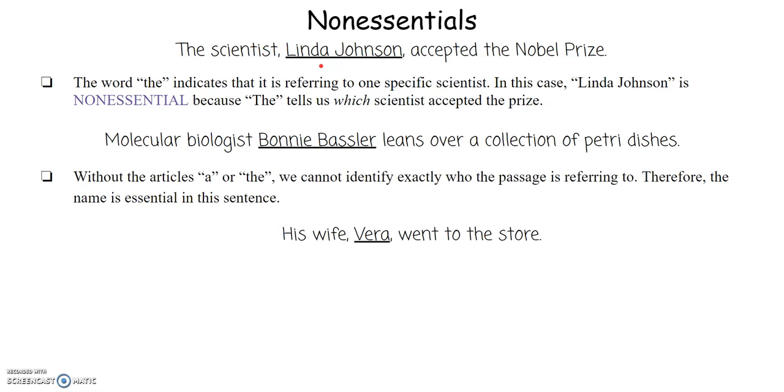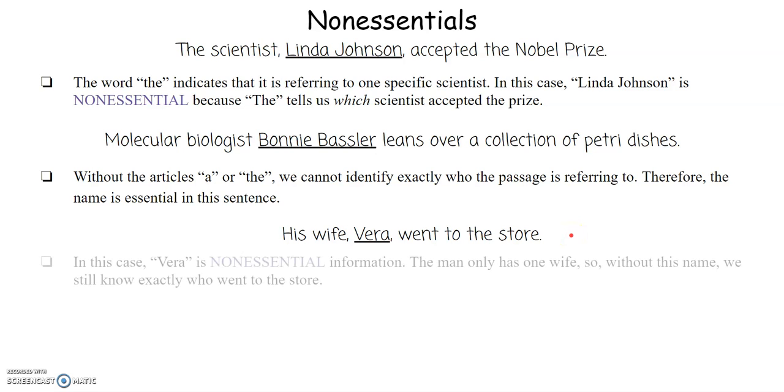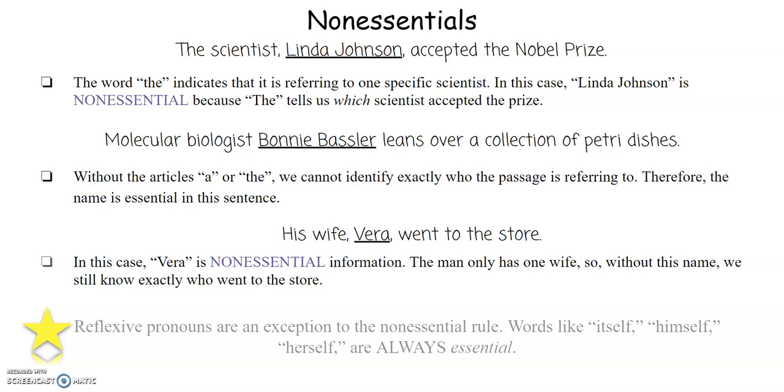Also, let's look at this sentence. His wife, Vera, went to the store. Well, we can just say his wife went to the store. That's one way you can recognize that this is not essential. But the other key thing here is that we're assuming that whoever he is only has one wife, so we don't need that extra clarification of the name because only one of that type of person exists.